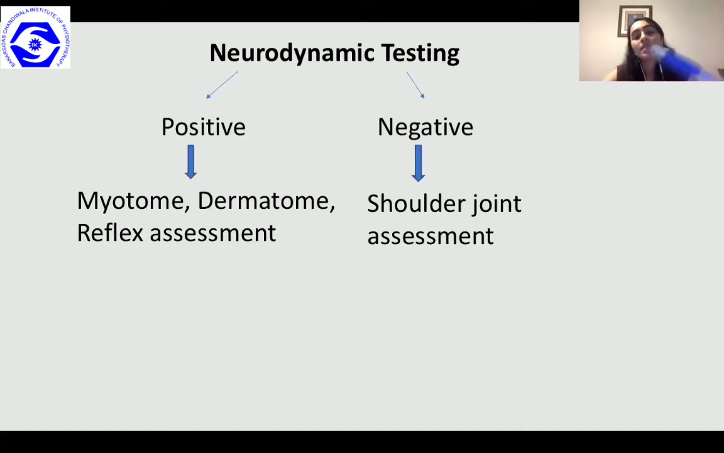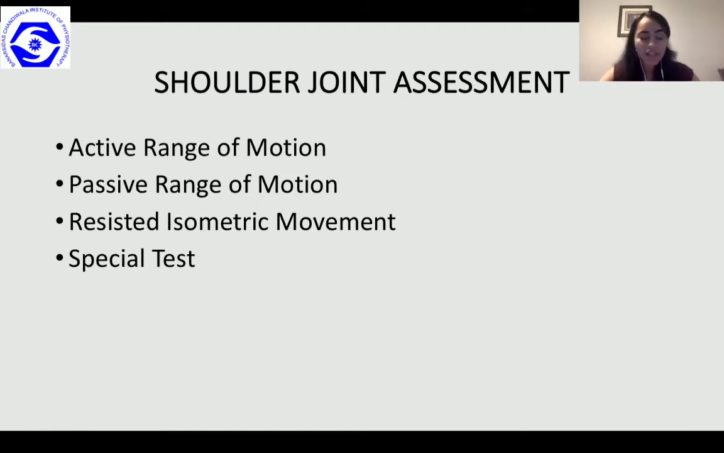And then what happens is that if the neurodynamic testing came out to be negative, then we will start with the shoulder joint assessment, as we know that there was no problem in the cervical spine. So for the shoulder joint assessment, you will ask the patient to do active range of motion of the shoulder, which is shoulder flexion, shoulder extension backwards, and then abduction towards the side. Then we will ask him to do internal rotation and external rotation. And then there's one more movement, which is horizontal adduction and abduction. So we'll ask the patient to do all that.